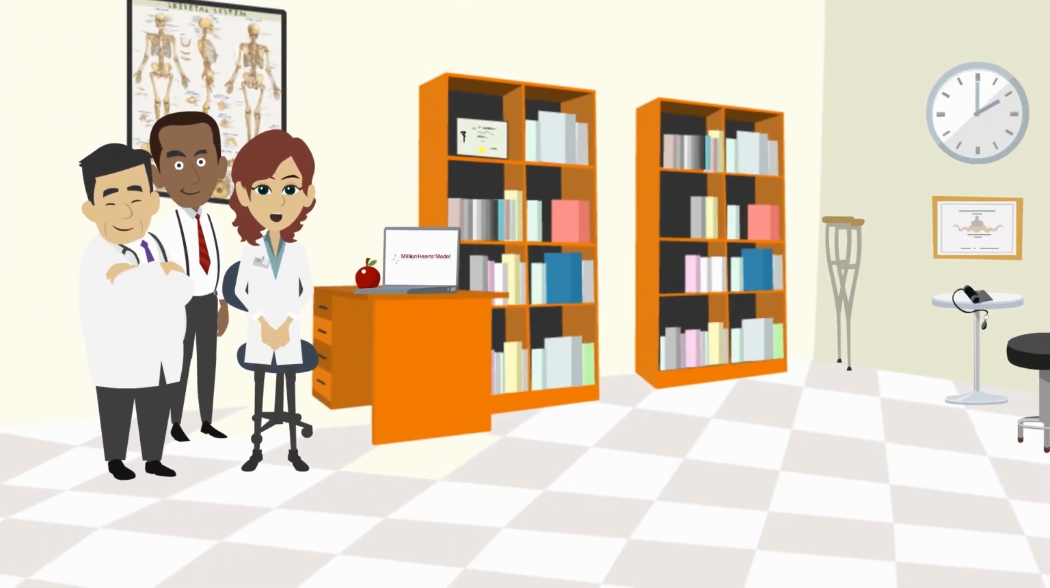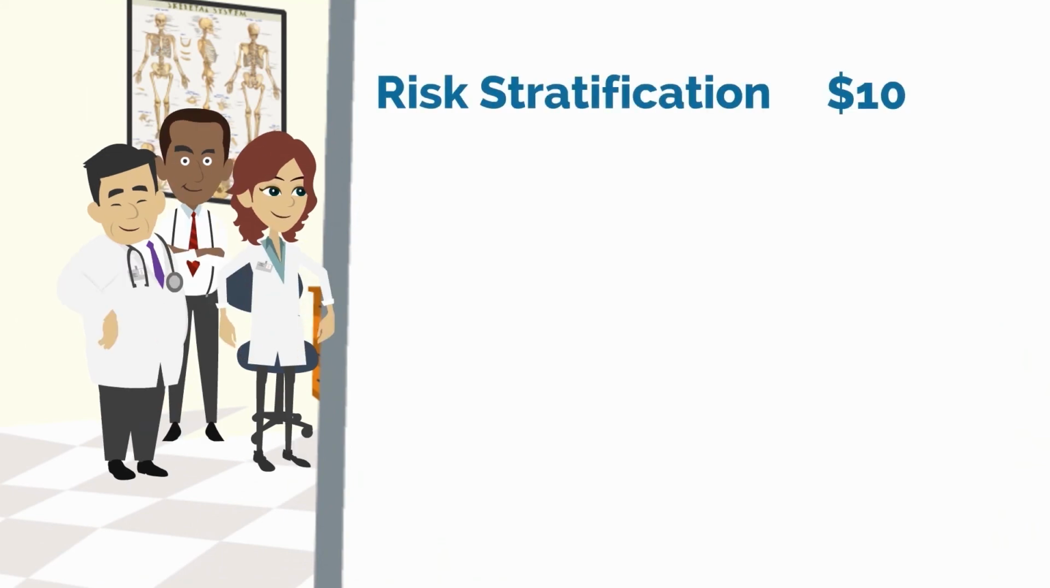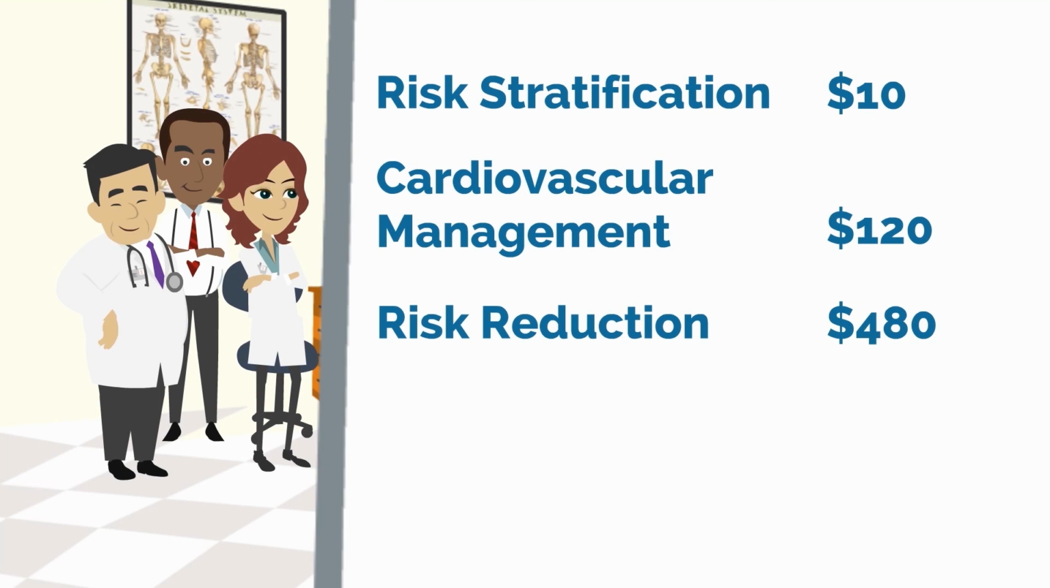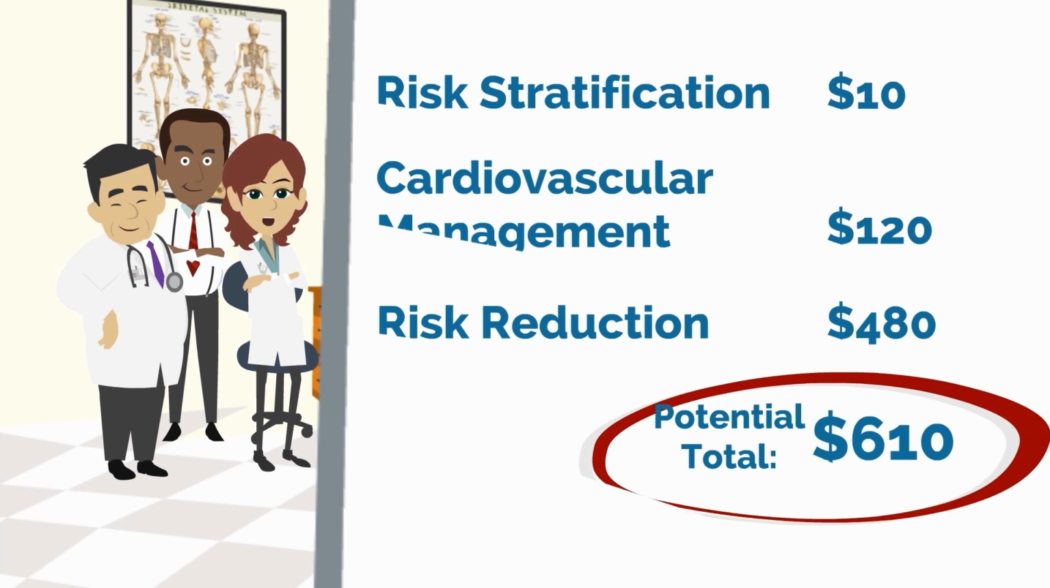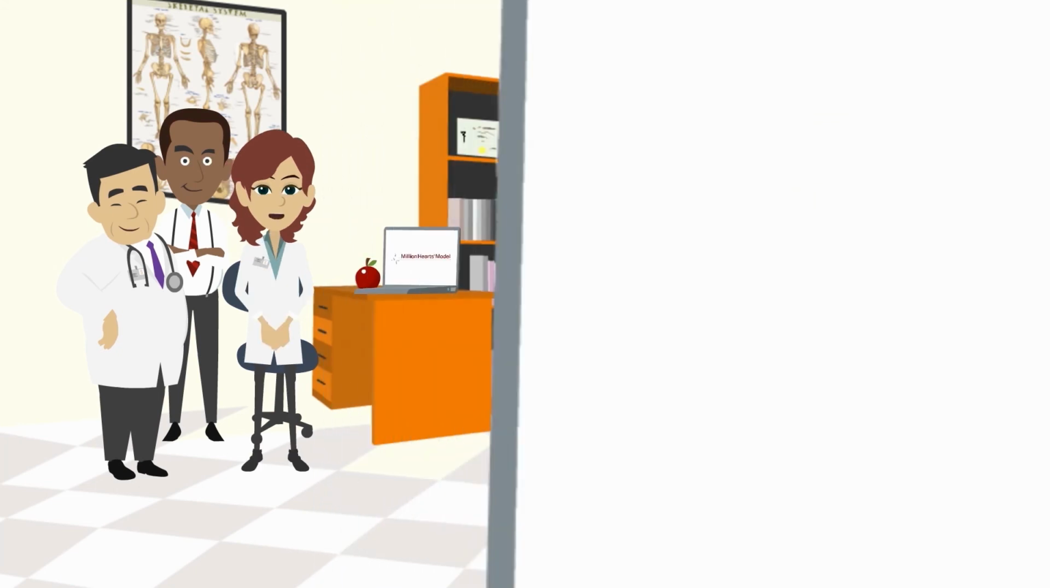So what is the total possible payment that my organization could receive for Mr. Parker? Well, if we add the $10 risk stratification payment for enrollment and stratification, and then add $120 for the cardiovascular management payment, assuming that Mr. Parker joined the model during period 1 of year 1 of the model. In addition, if we assume a maximum average aggregate risk reduction payment of $120 for each of years 2 through 5, for a total of $480, your organization could receive up to a potential total of $610 for Mr. Parker. Wow, these payments could really add up if we enrolled even more Medicare patients and measurably reduced CVD risk.